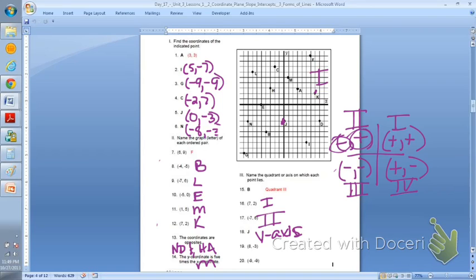Question 19, we have a positive x and a negative y. So positive x and a negative y value, that would be quadrant 4. In question 20, we have a negative x and a negative y, so that would be quadrant 3. This is the end of lesson 1. You can go on to lesson 2.